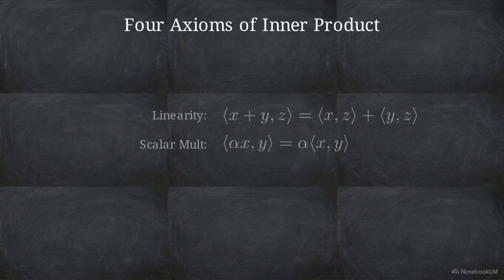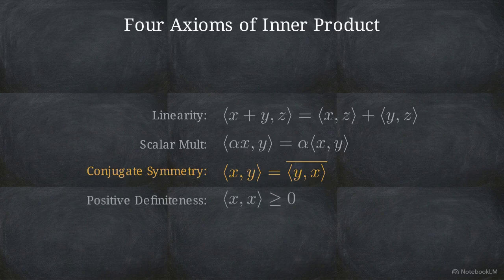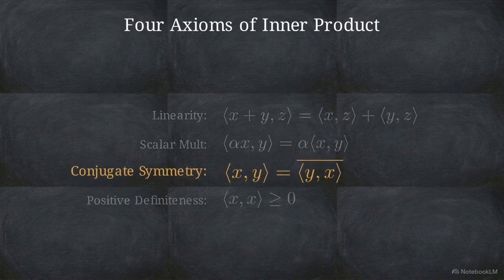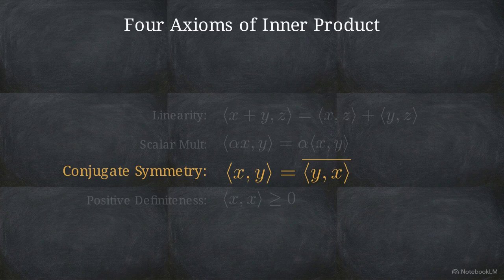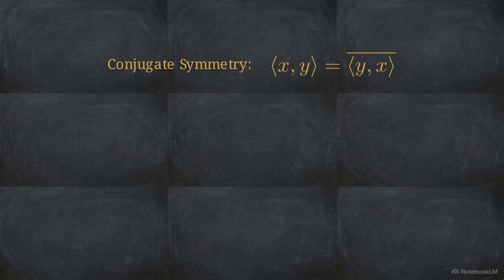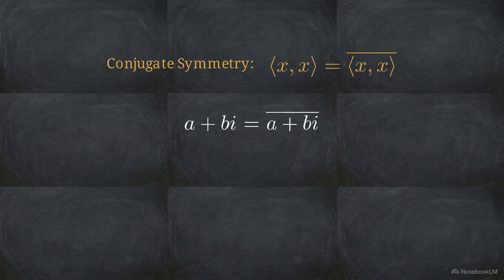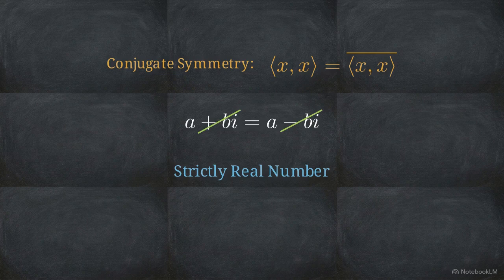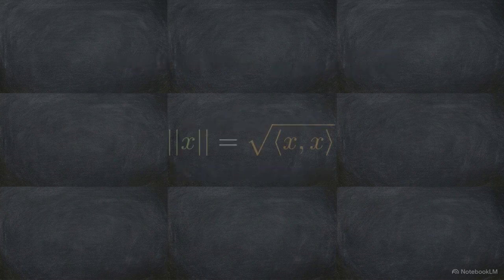To function in any abstract space, an inner product must satisfy 4 axioms: linearity, scalar multiplication, conjugate symmetry, and positive definiteness. In complex vector spaces, conjugate symmetry dictates that the product of x and y must equal the complex conjugate of y and x. When a vector is paired with itself, this axiom forces the result to equal its own conjugate. Since only real numbers possess this property, the calculation ensures the vector's length never results in an imaginary number.